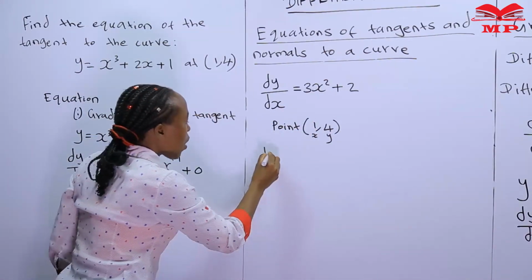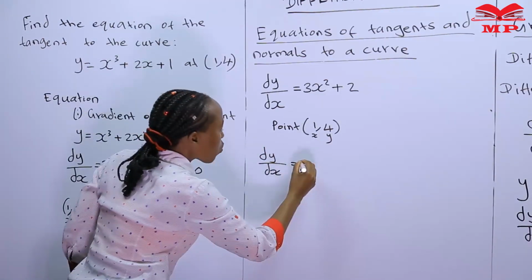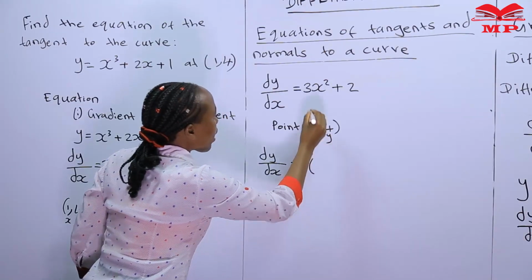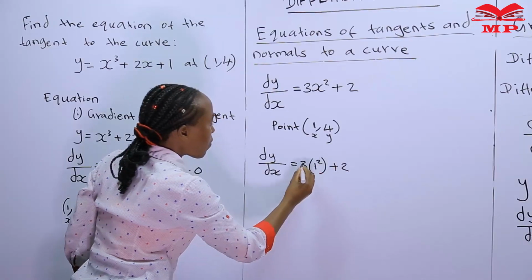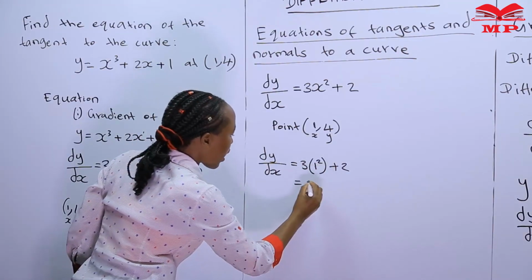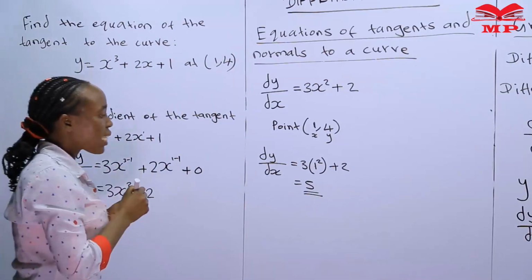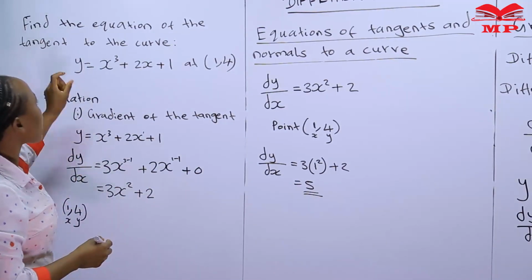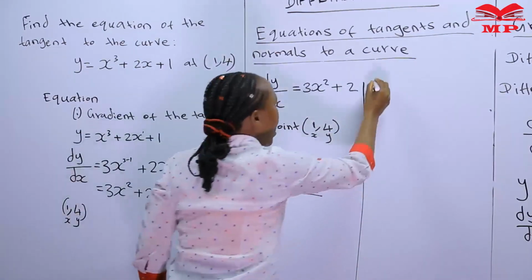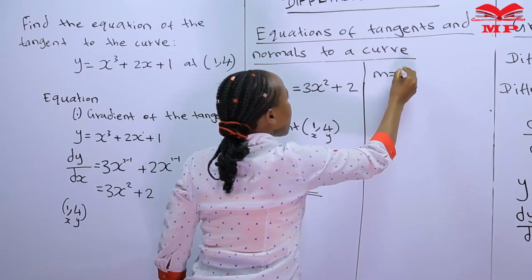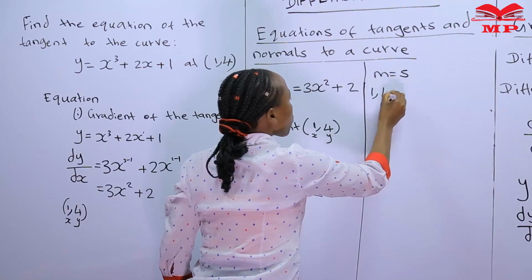So we are going to have our dy/dx, which is our gradient, to be equal to 3. Our x is 1, so we have 1 squared, then plus 2. So we are going to have 3 times 1 plus 2, that is 5. So our gradient is 5. So that is the gradient of the curve at that point (1, 4). So we can simply say that our m, which is the gradient, is equal to 5. And the point we have is (1, 4).